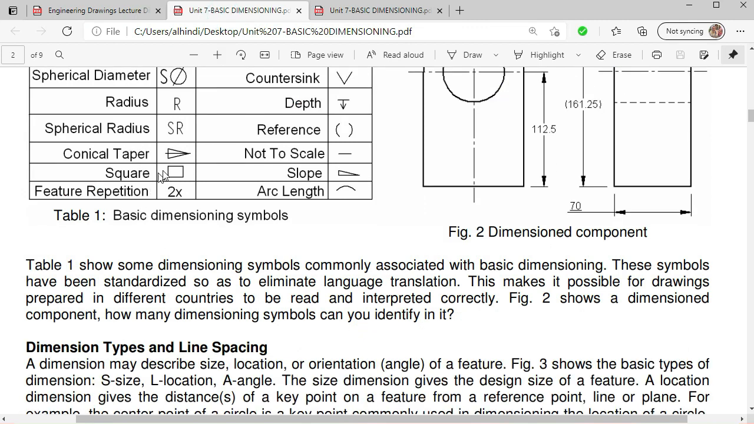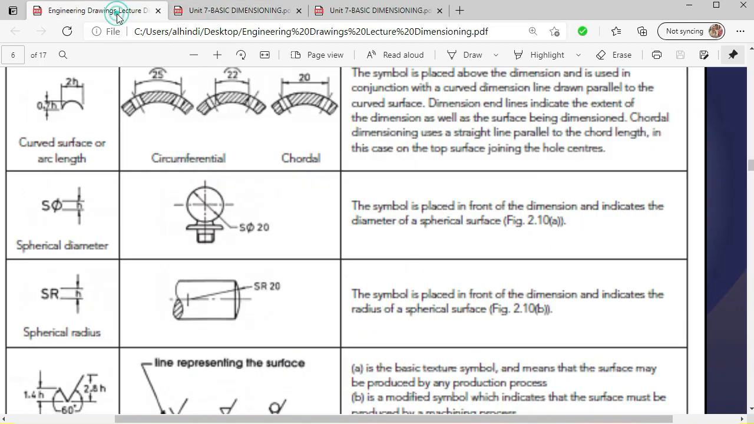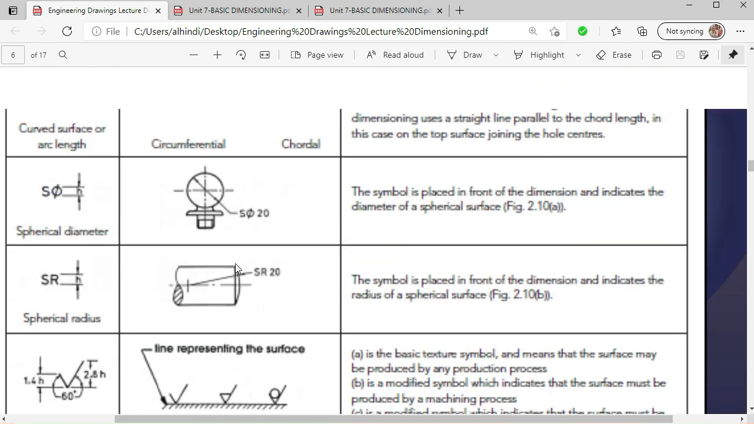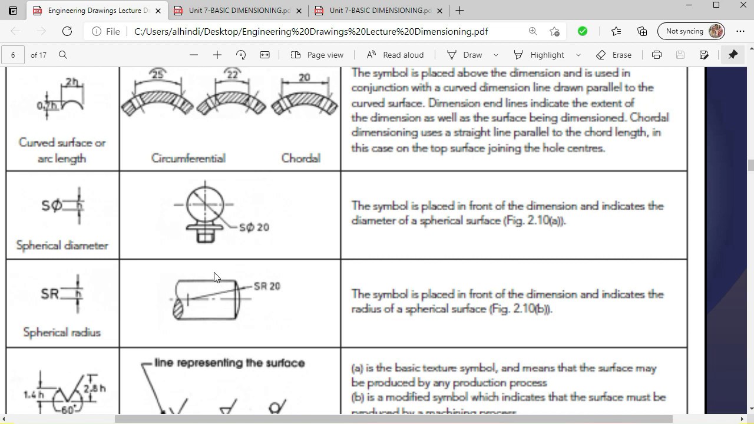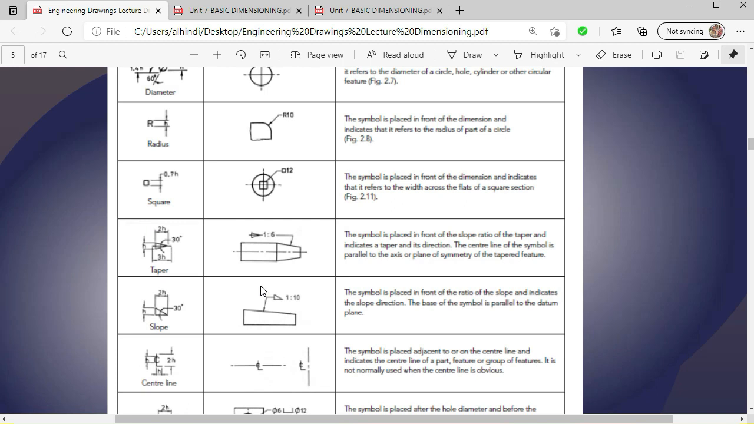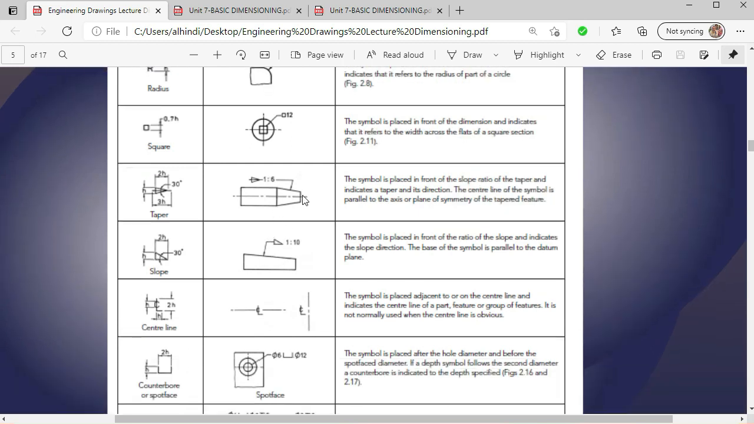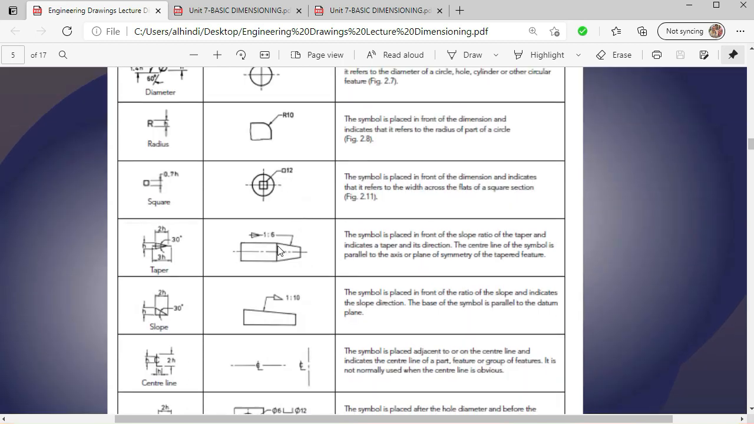Then is the conical taper. Conical taper is, for example, there is a bar, and on one face there is a taper conical in nature. Let me show you. Yeah, this one. So we have to denote what is the ratio of this taper. So for example, if this height or this depth is 1, then this length is 6. So 1:6. So conical taper 1:6. That has been denoted here.